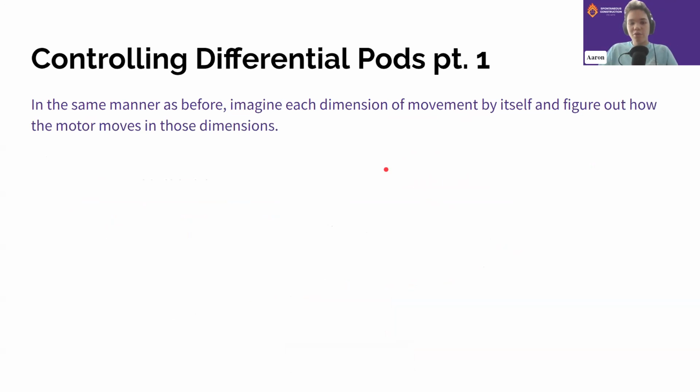In the same manner as before with inverse kinematics, we're going to solve it by basically thinking about one dimension of movement and what the pod will have to do to travel in that one dimension.